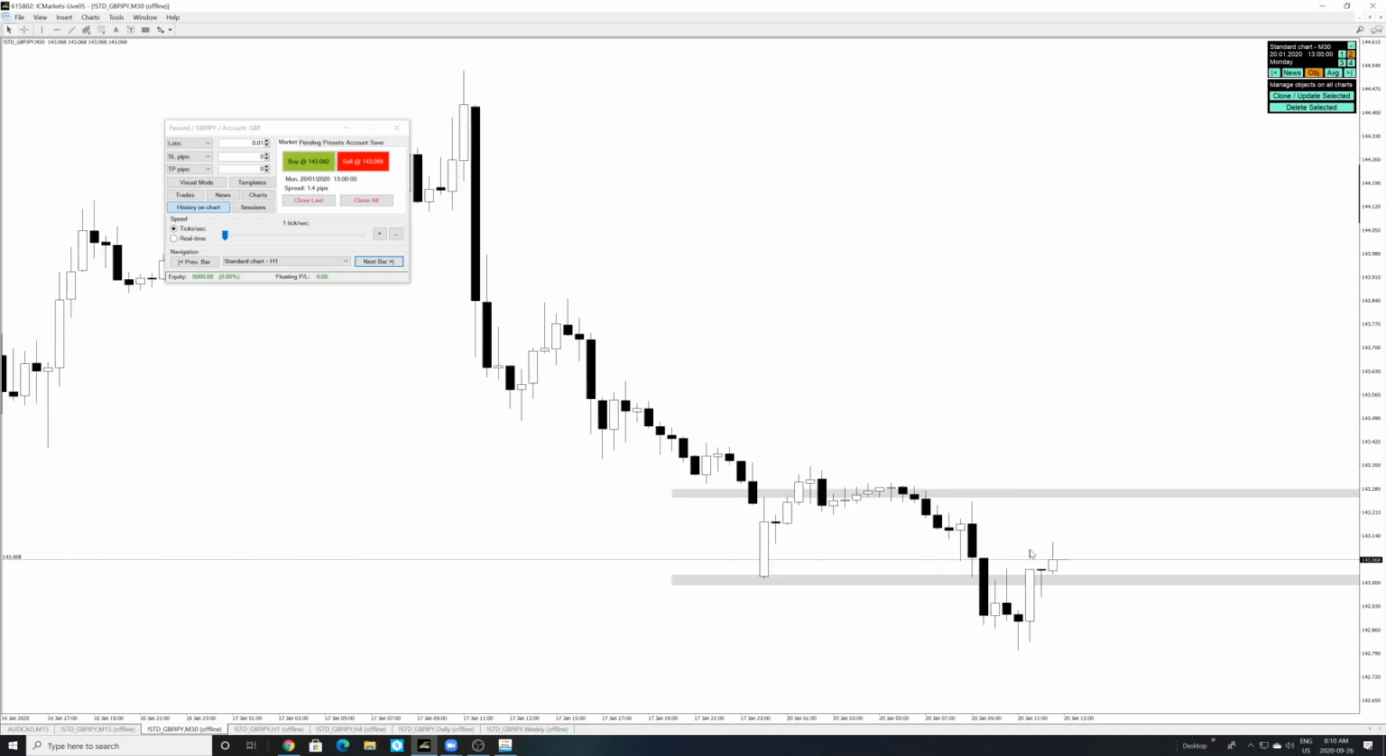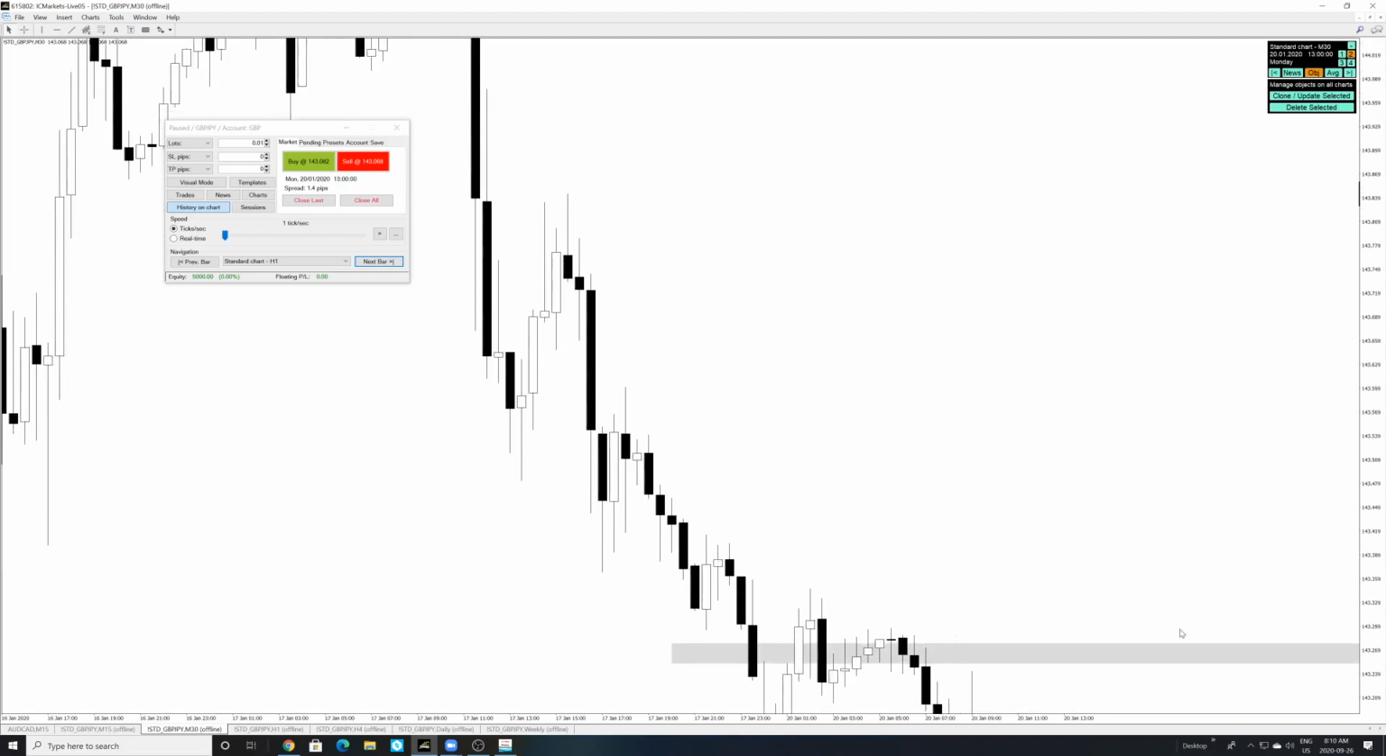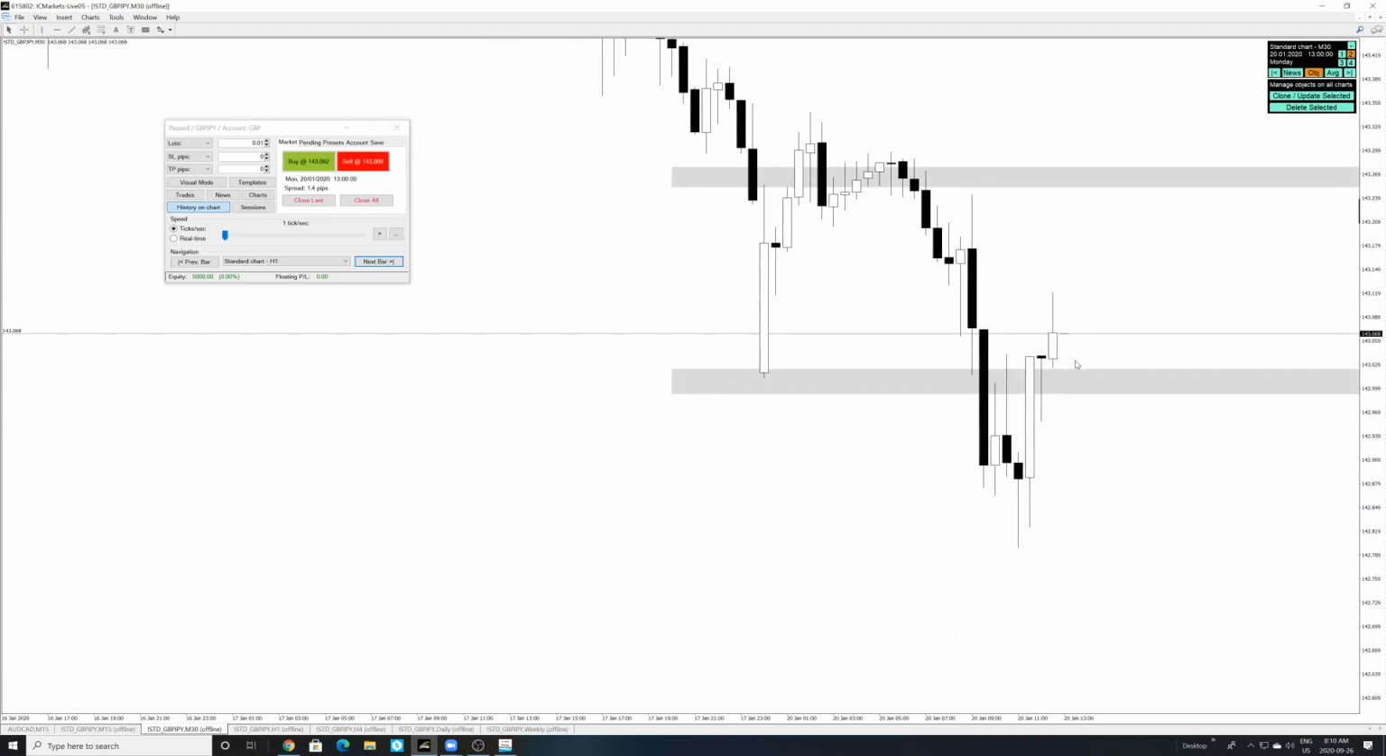Now, looking at the 30-minute time frame, it does seem like the next 30-minute candle can indeed continue moving bullish, right? If you look at it, it created some sort of a support down over here, and now it's trying to continue moving up to fill this wick and eventually come up towards 143.198, I would say.